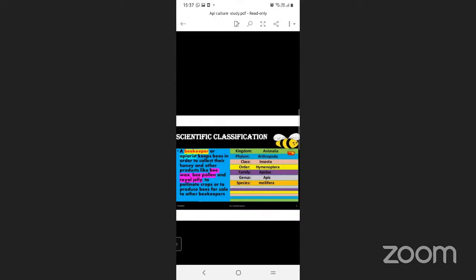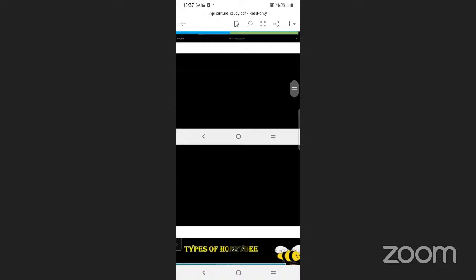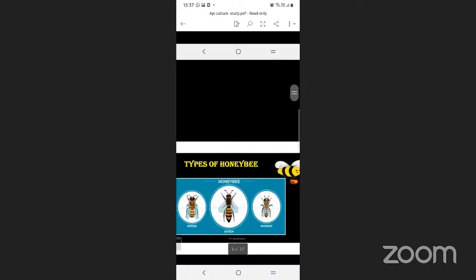There are many types of species we come across. In beekeeping in India, we see the species Apis dorsata, Apis florea and Apis mellifera. These three we usually come across: Apis mellifera, Apis dorsata, Apis florea.